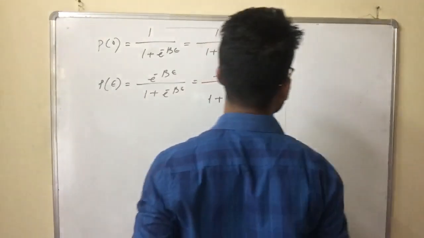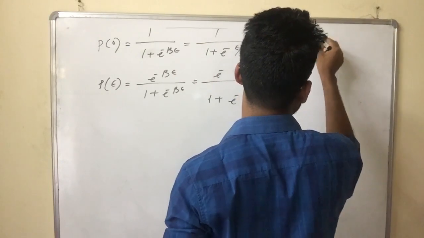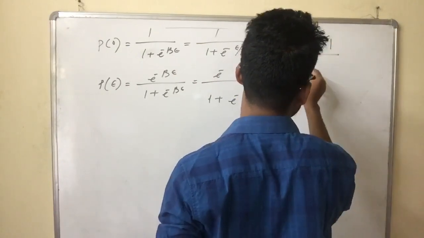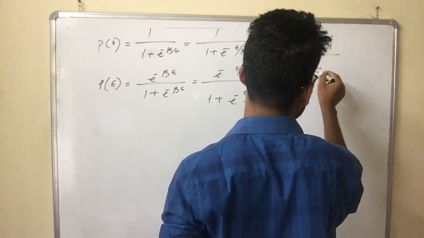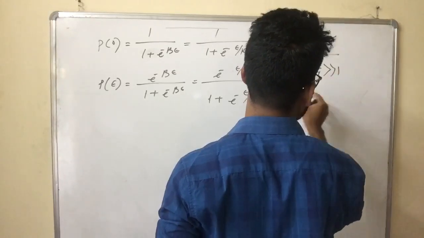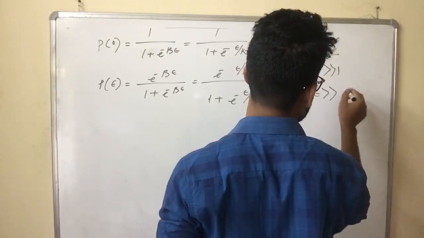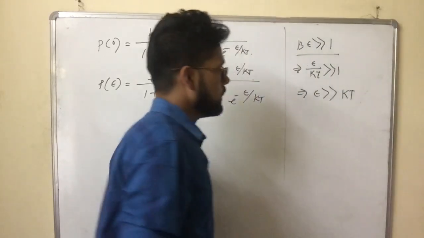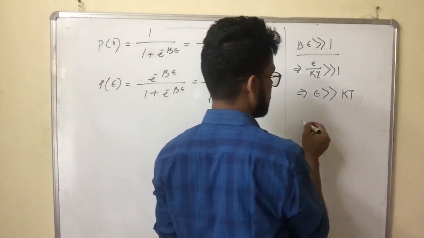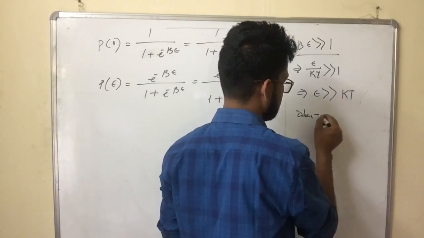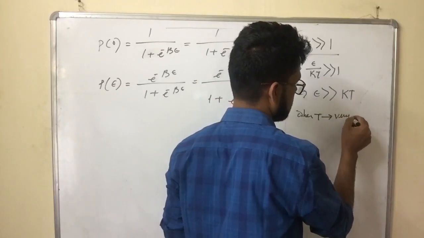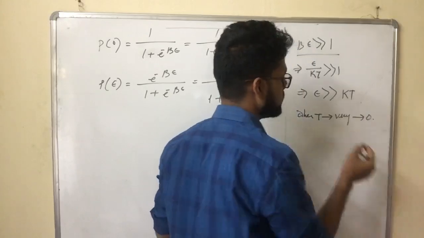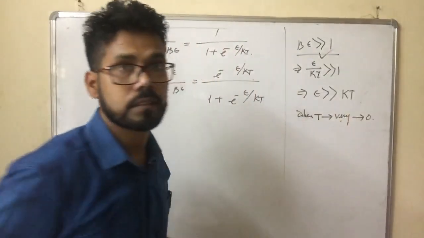So condition 2: when beta is very much greater than 1, that means what? Beta means 1 by kT, so e by kT very much greater than 1 means when e is very much greater than kT. What does this mean? When the temperature is very low or tends to 0. This condition and this condition are the same.